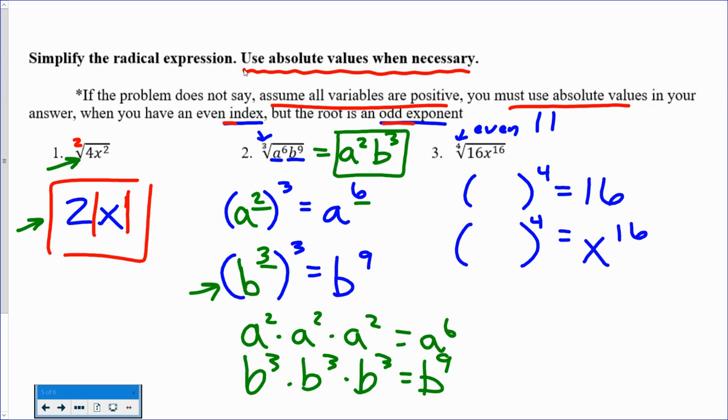Okay. Well, 2 to the 4th power gives you 16. So my answer will have a 2. And then I have an x. I'll have to figure out what exponent would make this true. Remember, you must multiply your exponents. What times 4 gives you 16 would be 4. So this is 2x to the 4th.